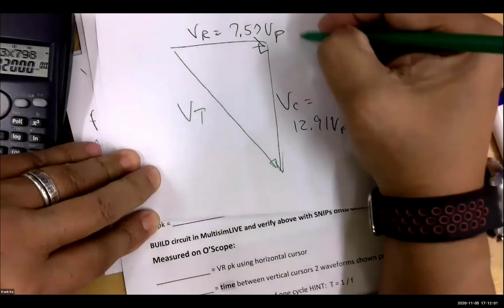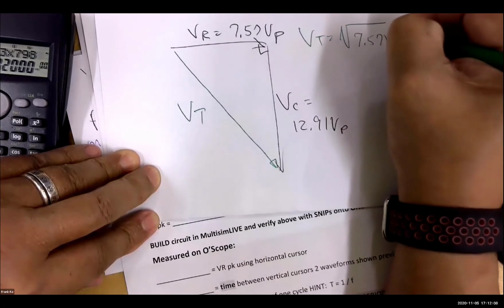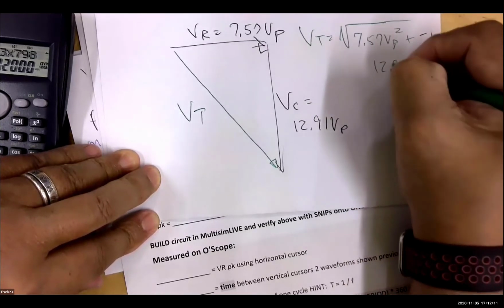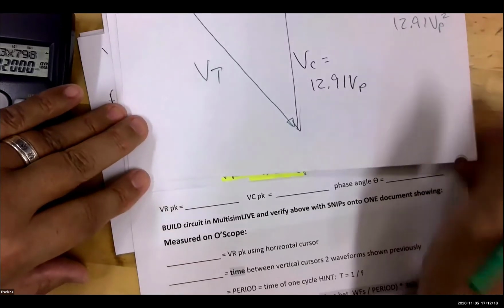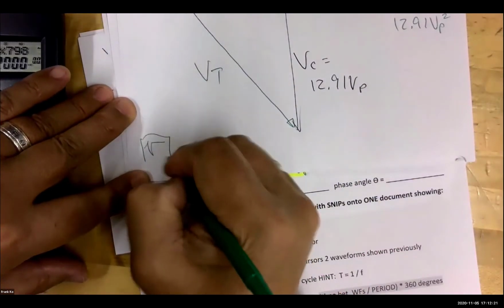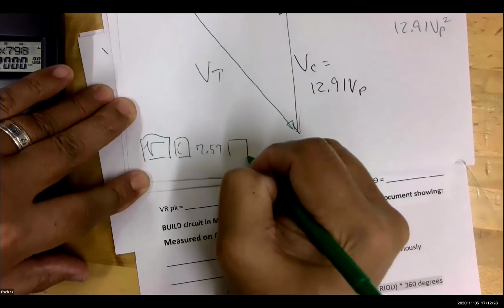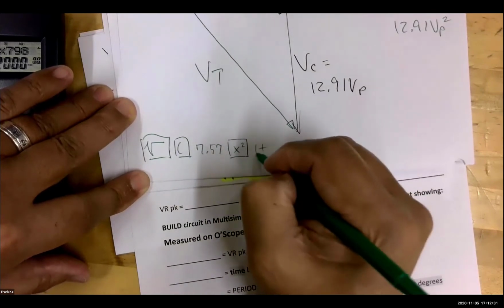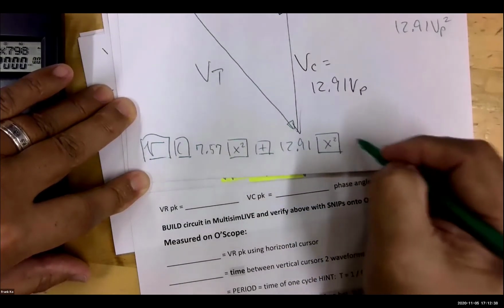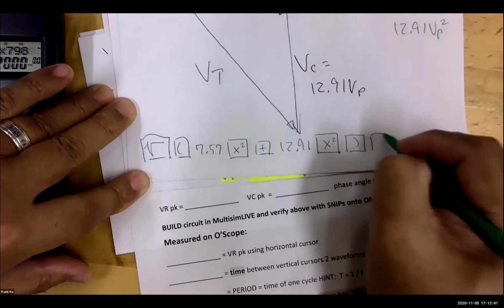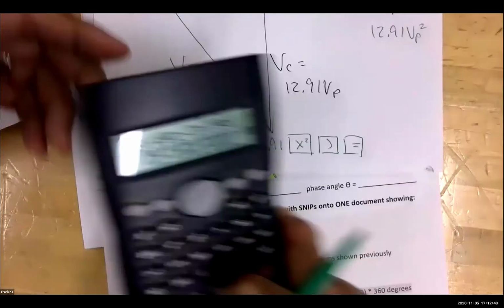Let's go ahead and see if that works out using Pythagorean theorem. So VT is equal to the square root of 7.57 volts peak squared plus 12.91 volts peak squared. On your calculator, the keystroke sequence should be square root, open parentheses, 7.57, hit your square key, plus, then 12.91, hit your square key, then close parentheses, then equals.